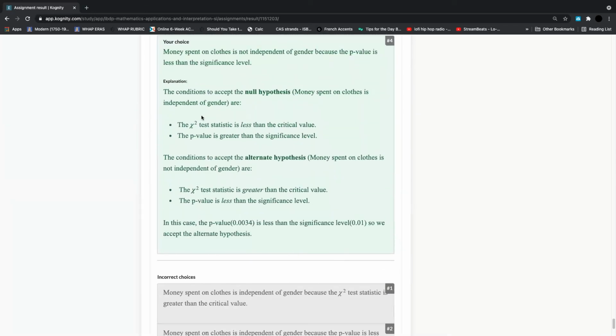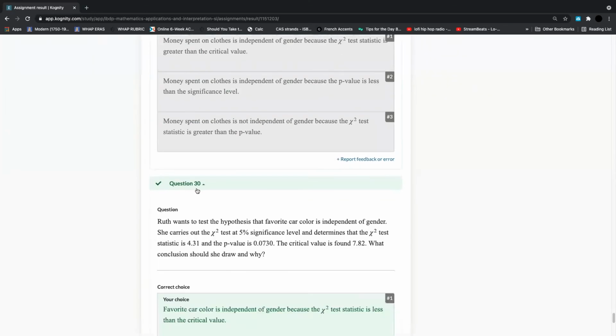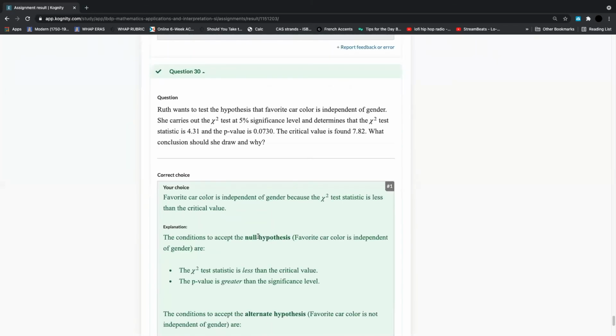Okay. Next question. Ruth wants to test the hypothesis that favorite car color is independent of gender. She carries out the chi-square test at 5% significance level and determines that the chi-square test statistic is 4.31 and that the p-value is 0.0730. The critical value is found 7.82.